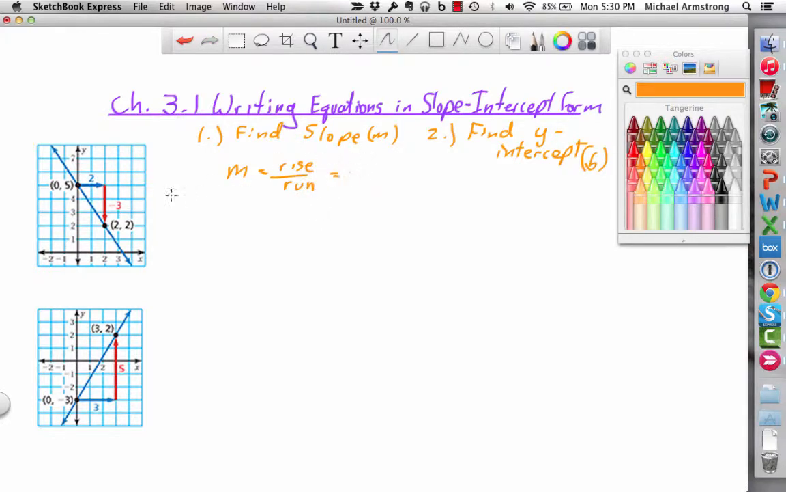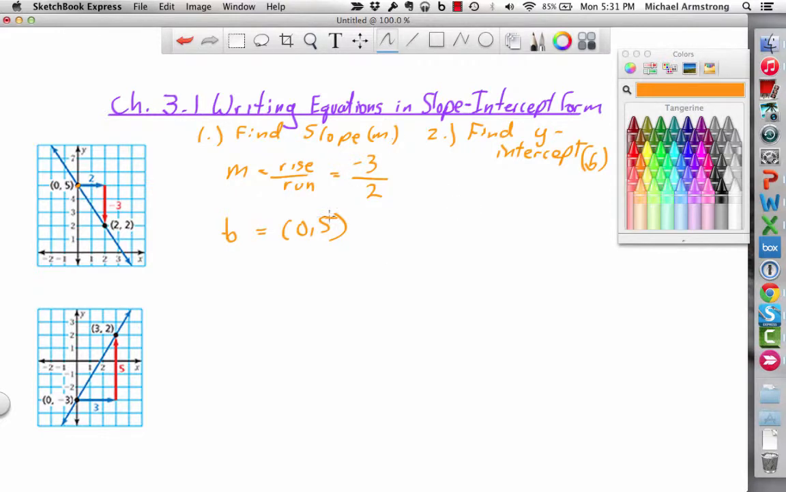And the rise is a -3. The rise is the up and down, the vertical, and it's a -3, and the run is a +2. Okay, and so the y-intercept, it crosses at 5, it crosses the y-axis at b. The y-intercept is at (0, 5), and you can see that right here. This point is the y-intercept. That's where it crosses the y-axis.